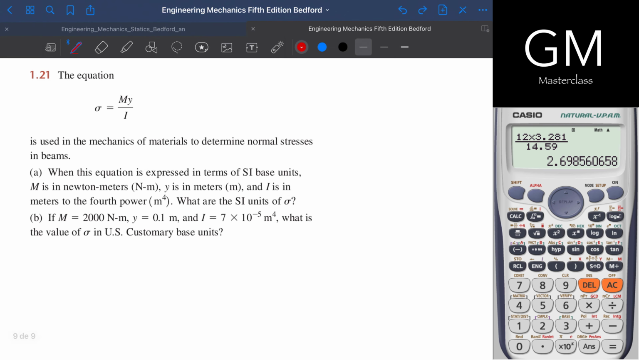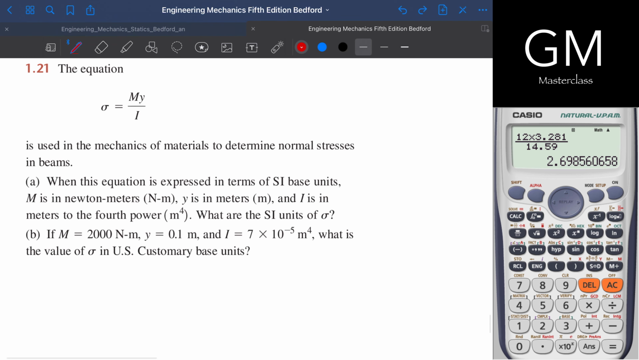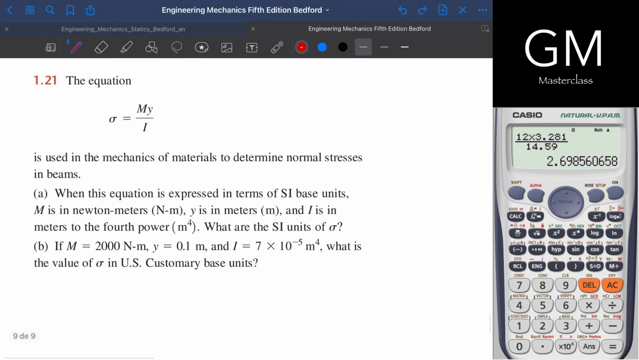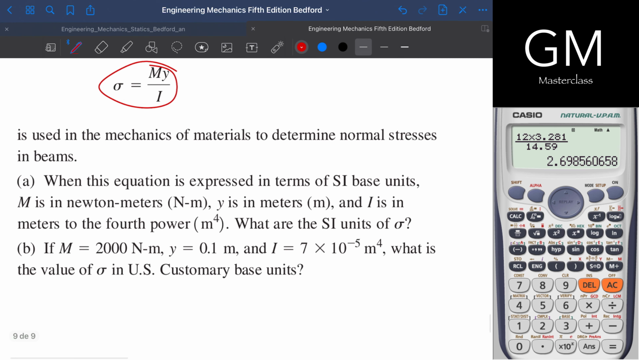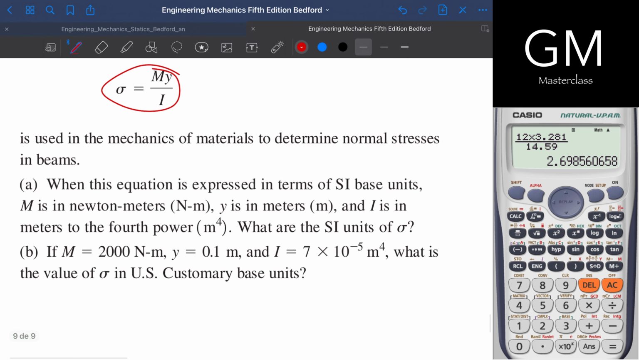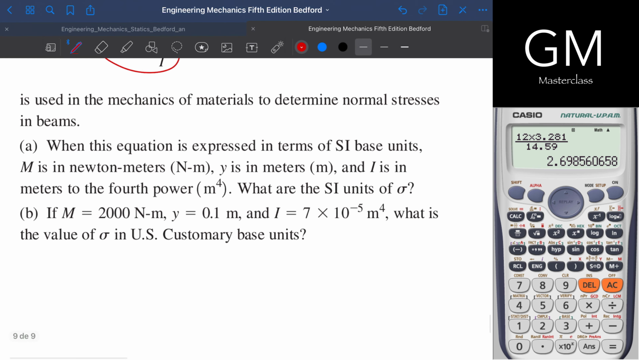Okay, we will solve the final exercise of the first part of the book, Engineering Mechanics by Bedford. The exercise is the 1.21. It actually is telling me the equation, which is this one, is used in the mechanics of materials to determine normal stresses in beams.